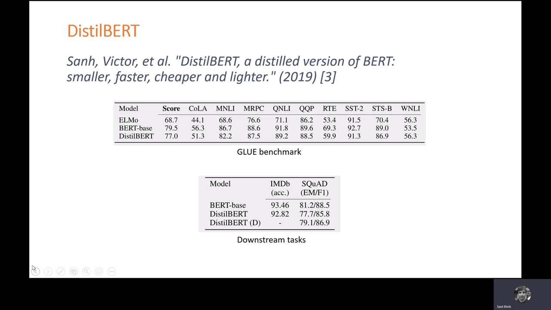And for downstream tasks, you can see here they computed the accuracy on IMDB, the classification task, and question answering on SQuAD, and they show that the results are also very close during fine tuning. DistilBERT D here in the last row is one that is distilled twice, once during the pre-training phase and once during the fine tuning phase, on the SQuAD task in this case.